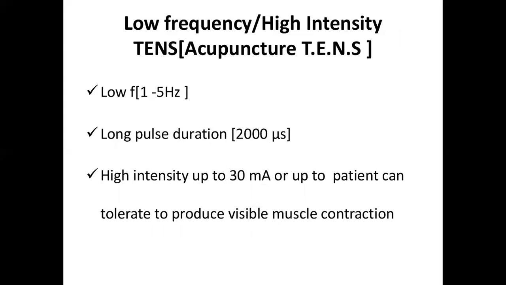The low frequency or high intensity TENS, or acupuncture TENS. At the low frequency, it ranges up to 1 to 5 hertz. Long pulse duration of 200 microseconds. High intensity up to 330 milliamperes, or up to what the patient can tolerate, to produce visible muscle contraction.